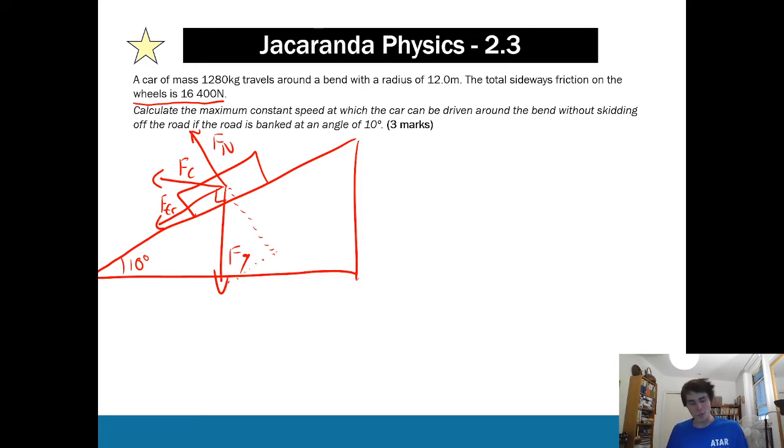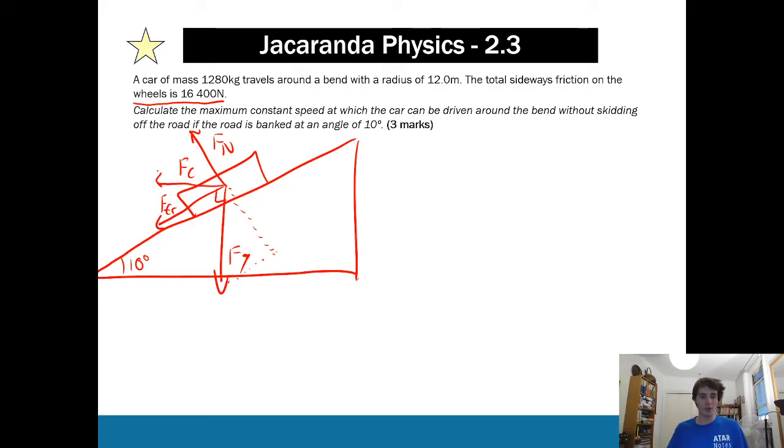However, in this case, we're actually not going to do that. Instead, because we're interested in the centripetal force, and the centripetal force is a funky force that actually doesn't exist by itself, but instead comes about as a result of all of the other forces, we're going to try and resolve our forces into the plane of the centripetal force. Basically, we're going to split up all of our forces, and I'm going to redraw my centripetal force, sorry, just because it wasn't quite horizontal.